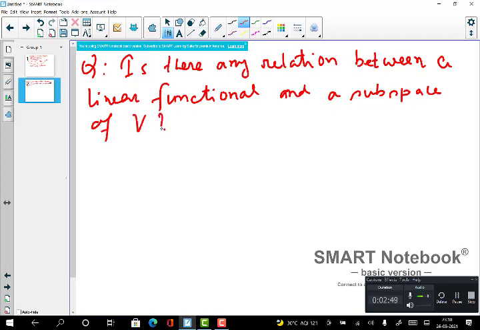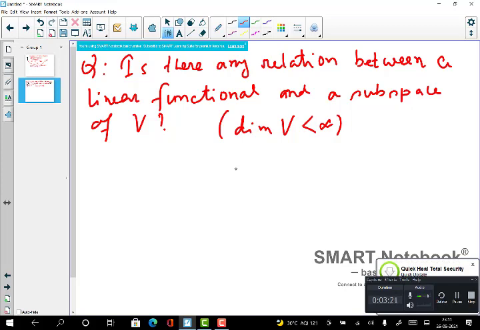So I have a finite dimensional vector space, so I am assuming finite dimensional. Maybe I can talk about the infinite dimensional case at the end. Okay. So for the time being, I am assuming the dimension of my V is finite, and I know that V is then isomorphic to V star and V double star also. So is there any relation between these kinds of functionals and subspaces?